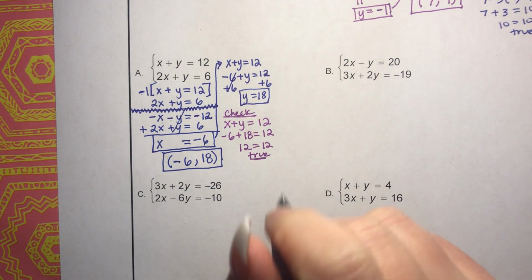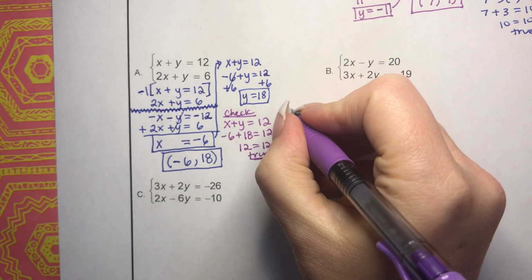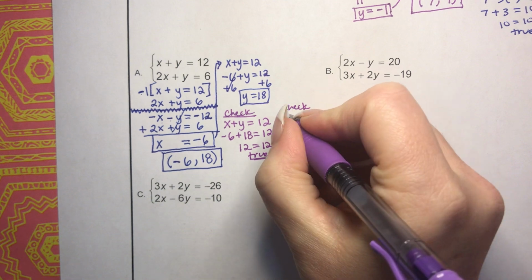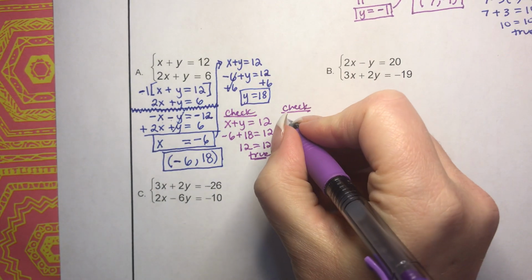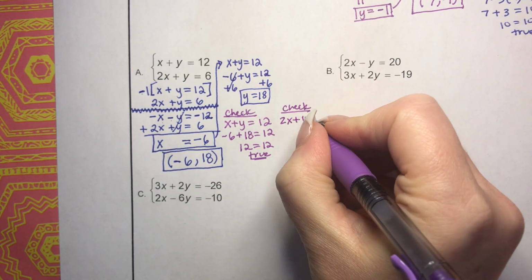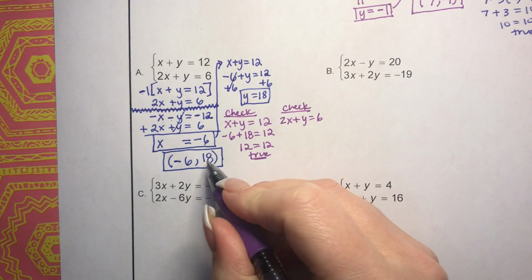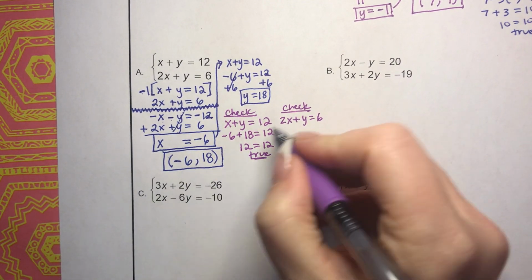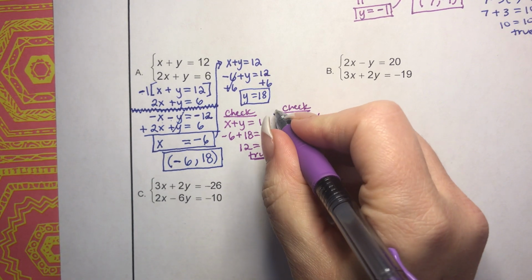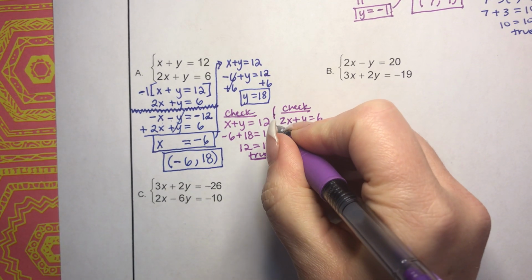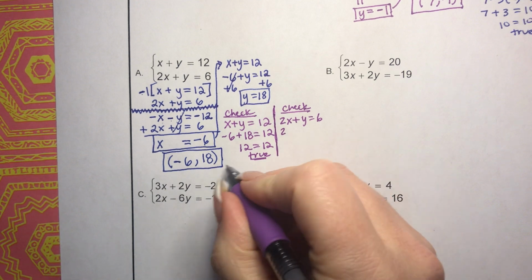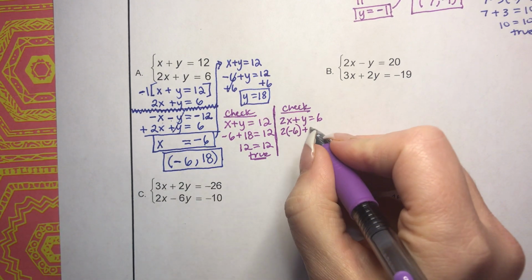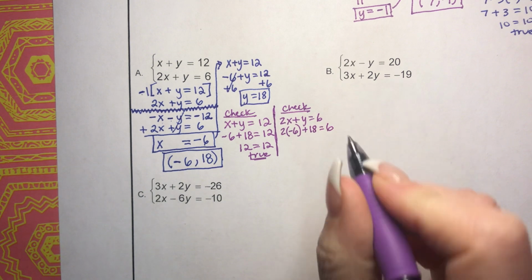Now I just need to do the check for the second equation. Go ahead and write it down. 2x plus y equals 6. Substitute in our values. I probably should have raised it up, but that's okay. It gets jumbled sometimes. 2 times -6 plus y, which is 18, equals 6.